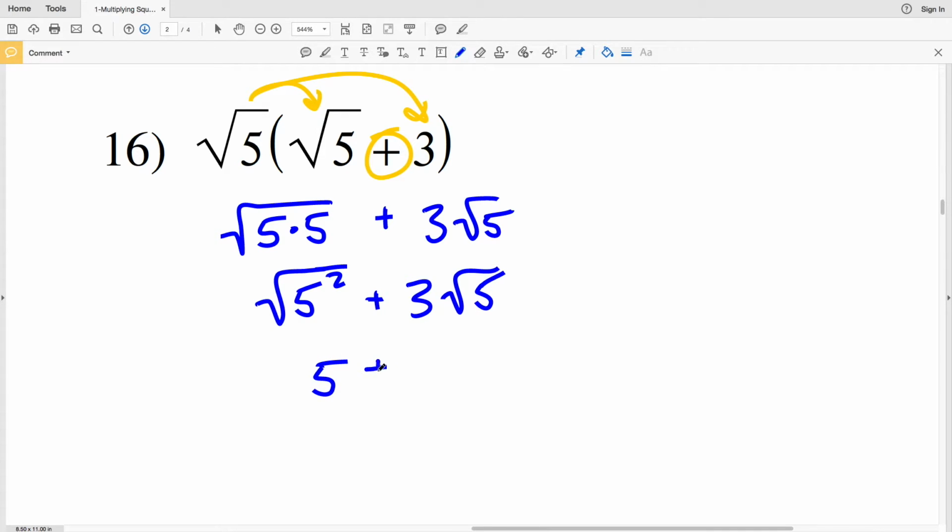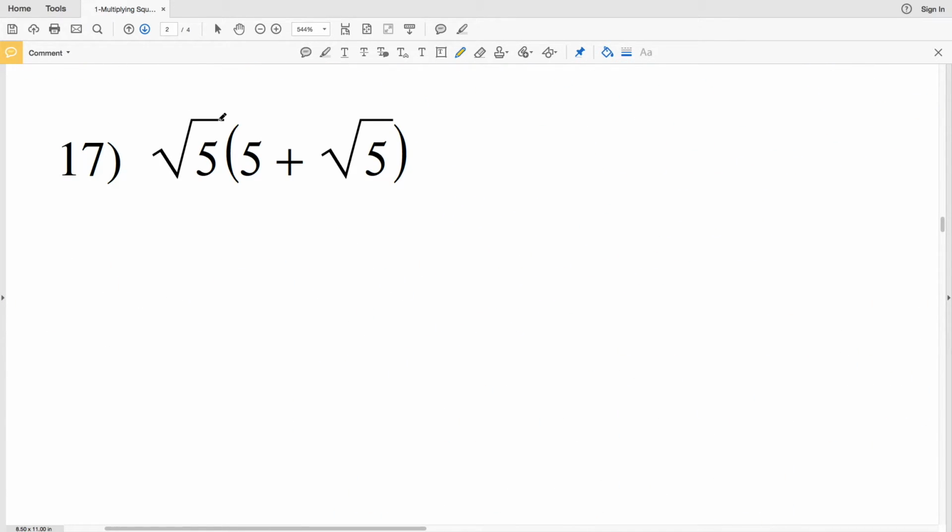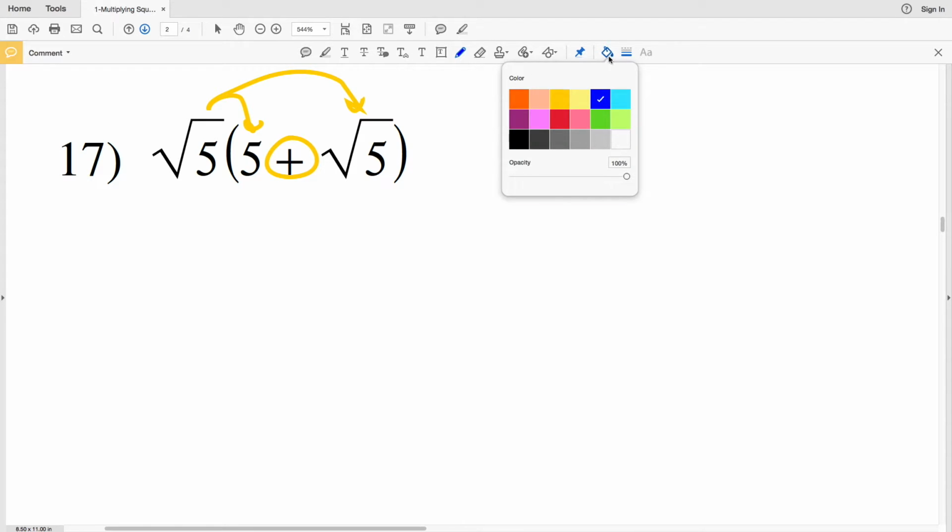So our final answer is 5 plus 3 times the square root of 5. In number 17, we're distributing the square root of 5. That gets multiplied to the whole number 5 and multiplied to the square root of 5 with addition in between.